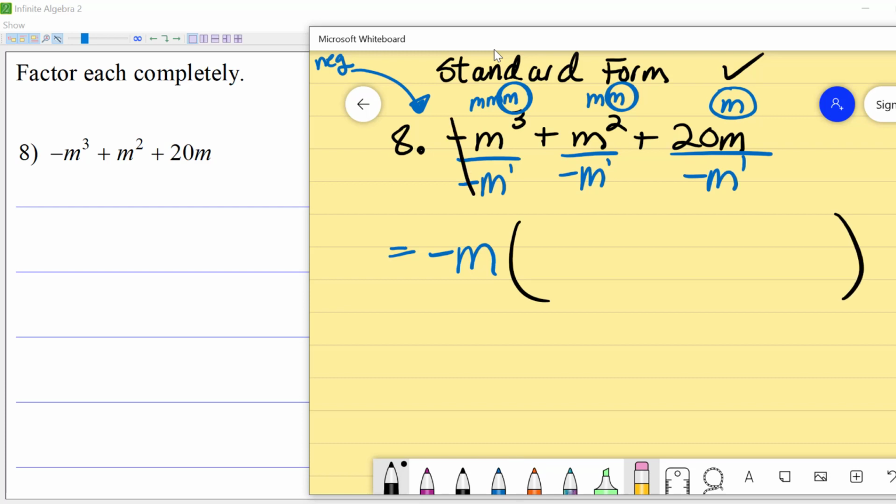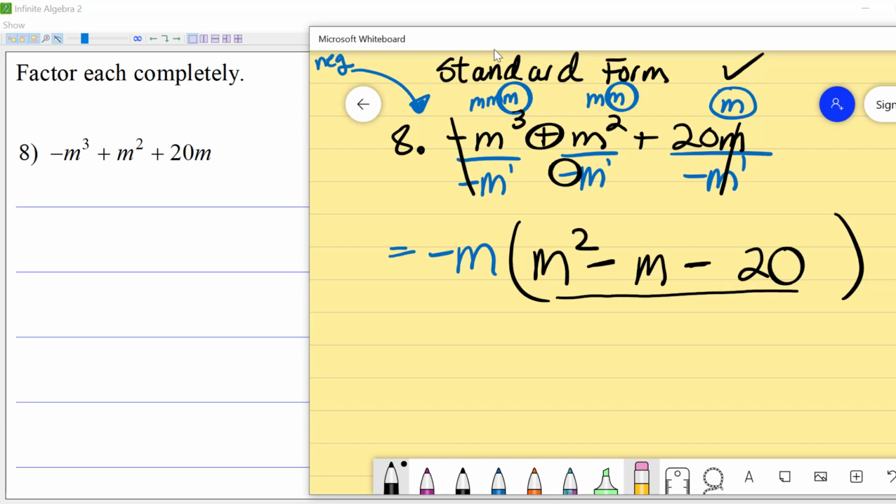So this is positive. You got to be careful of your signs. And positive divided by a negative is a negative. And then you just have 1m left. Positive divided by a negative is a negative, and then the m's become 1. Yay!